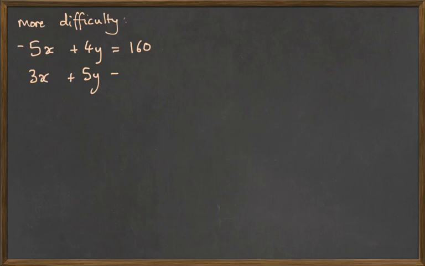We're going to do a more difficult simultaneous equation now. So we have minus 5x plus 4y equals 160, and 3x plus 5y equals 15. Again, we're going to label them equation 1 and equation 2. Now, if you remember how to do this from last year, you should really pause the video now and attempt to solve this equation simultaneously.